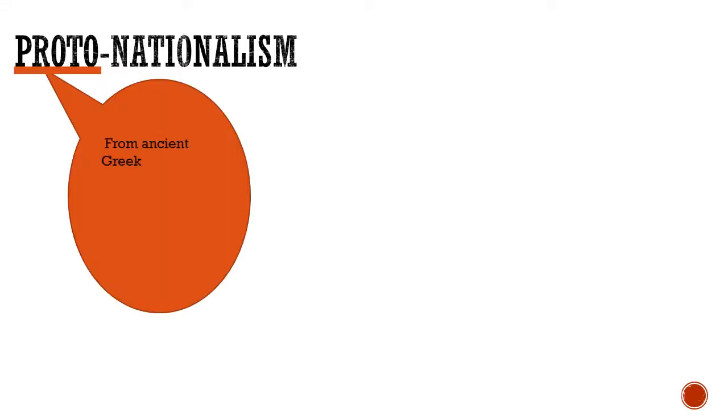And last but not least is protonationalism. And you're like, but Ms. Michelle, what is protonationalism? Well, here comes some word learning. Proto is a prefix that comes from ancient Greek, and it means the beginnings of something, the first or the beginning. It's not fully there yet, but it's starting. Like the word prototype. Mind blown. Okay, not really. But so the Renaissance is this time of proto-nationalism.